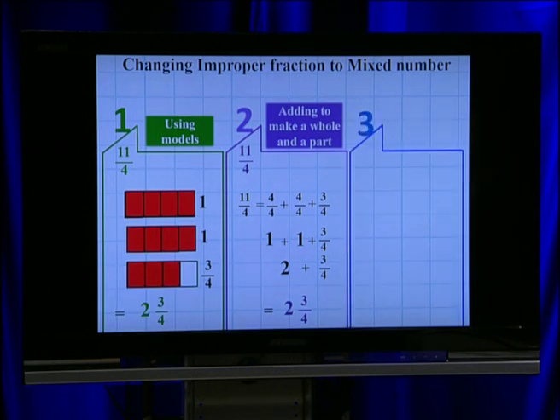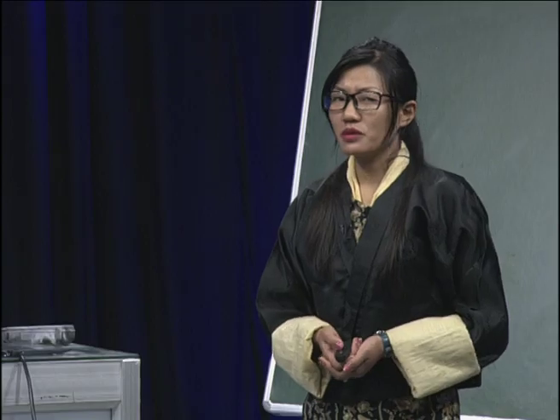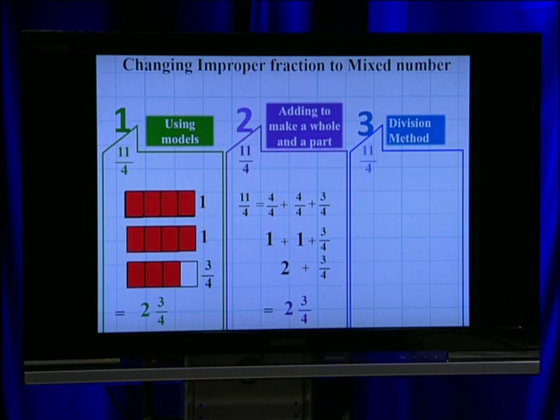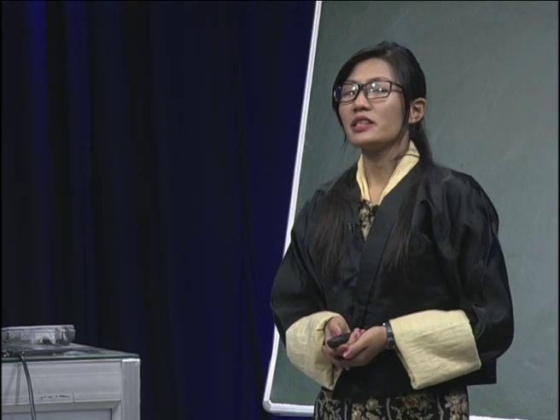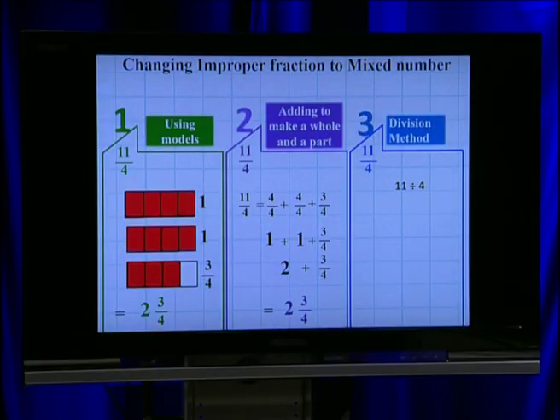Let us try the third way to solve this problem. That would be the division method now. And you all know how to divide very well, right? So in this case, in a fraction, the numerator is divided by the denominator. So we have the numerator 11 divided by 4. So 11 divided by 4. 4 times 2 would be 8. 11 minus 8 would be 3.